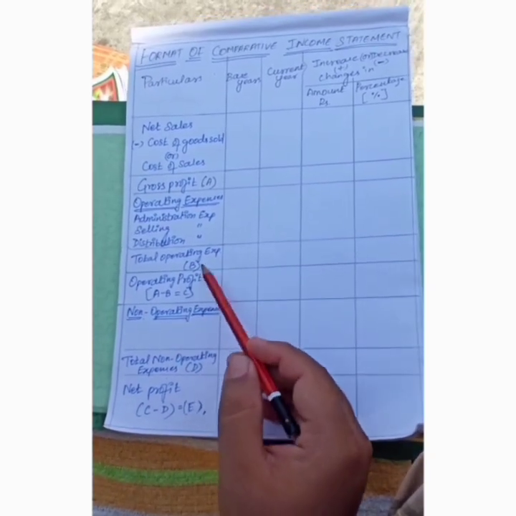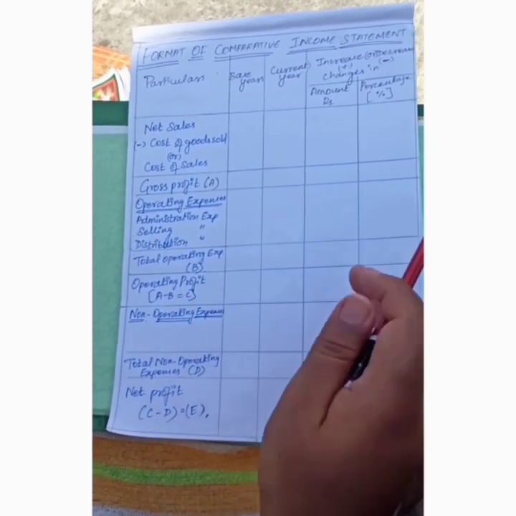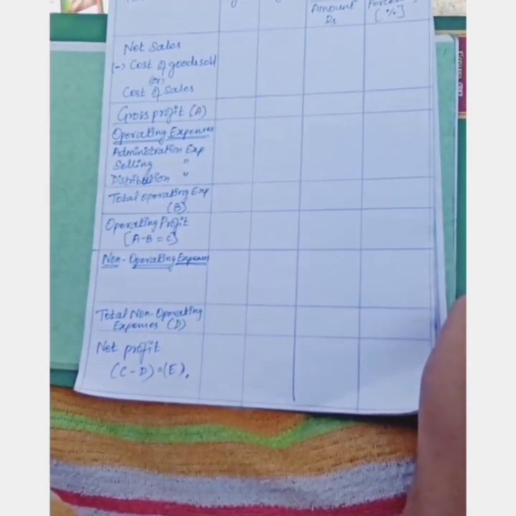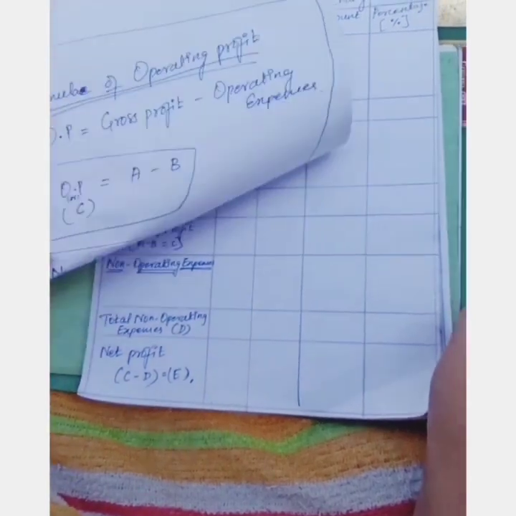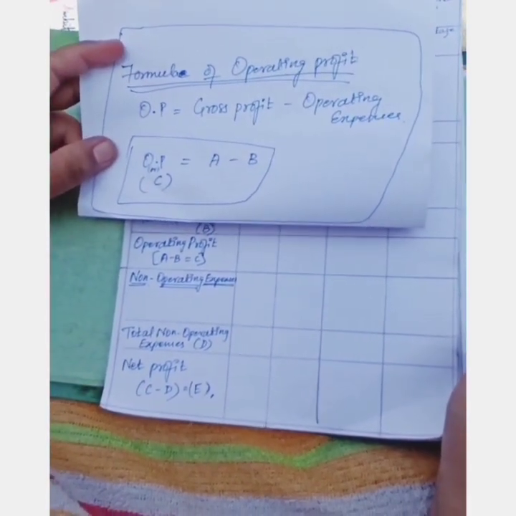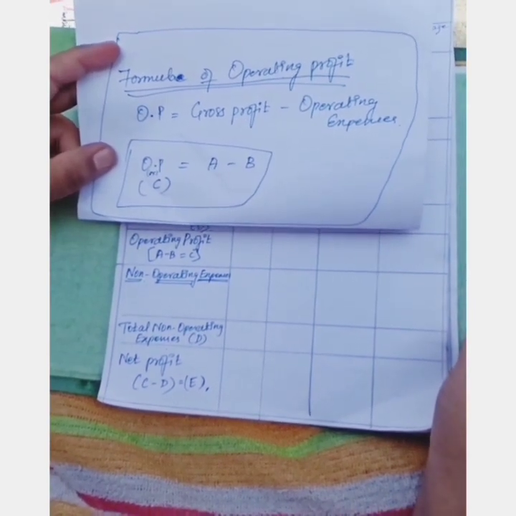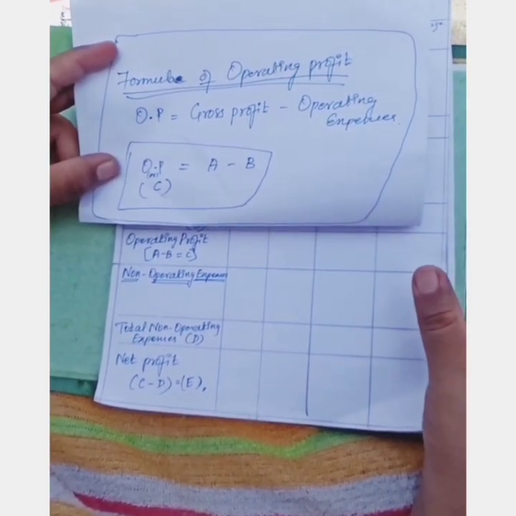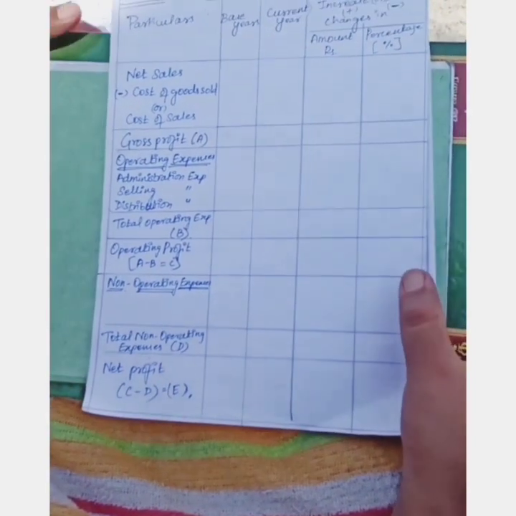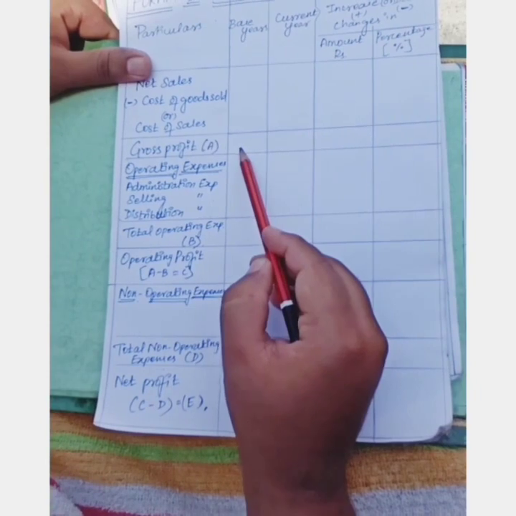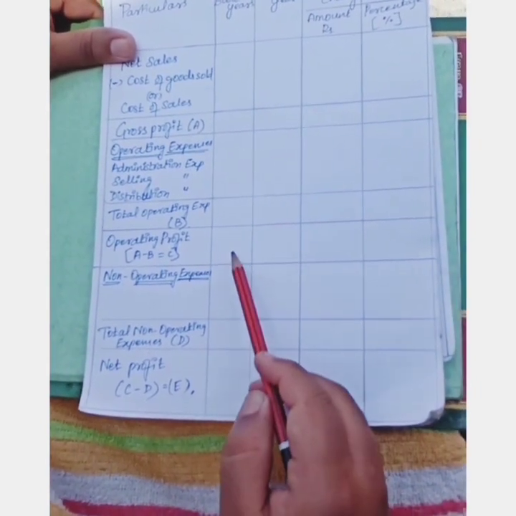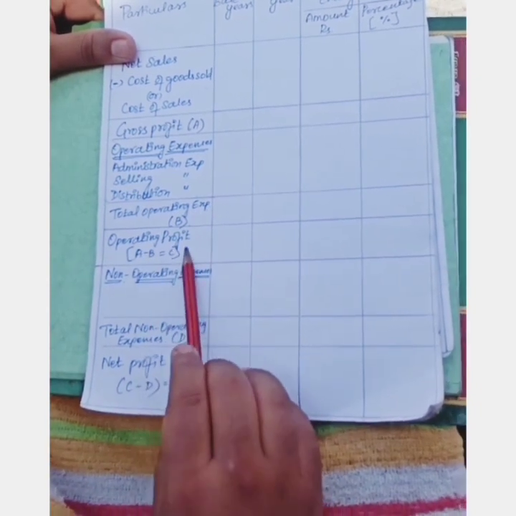Now I move on to the operating profit. The formula of operating profit is equal to gross profit minus operating expenses. That is, C is equal to A minus B. Here gross profit is A and operating expenses is B. Subtract them and you get the answer, which is operating profit.